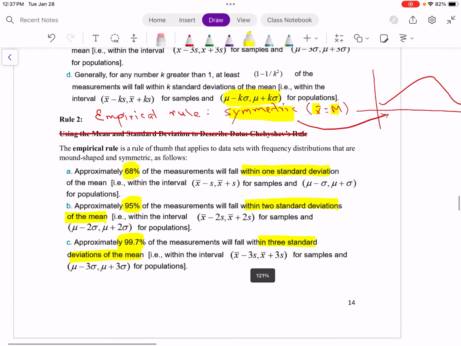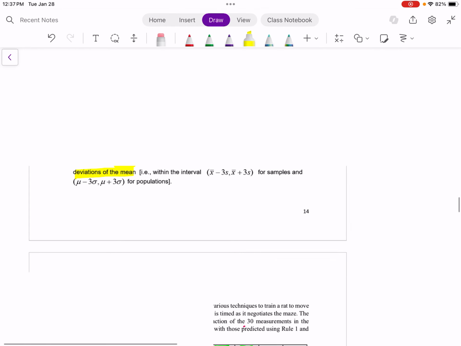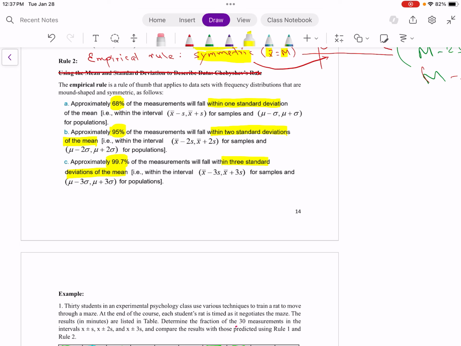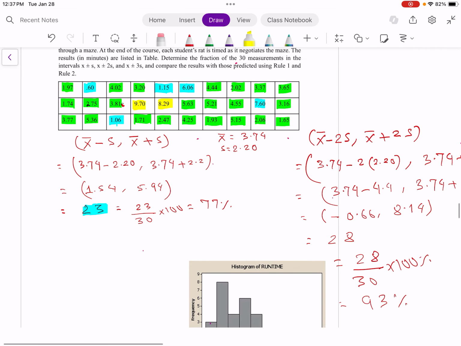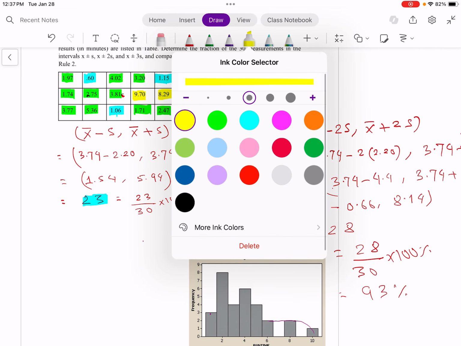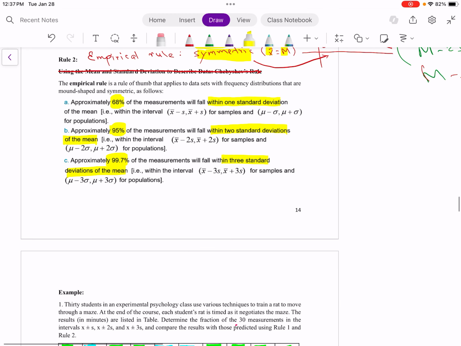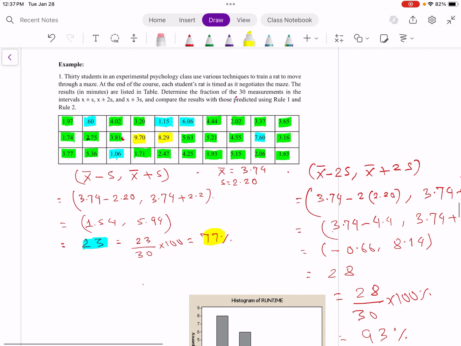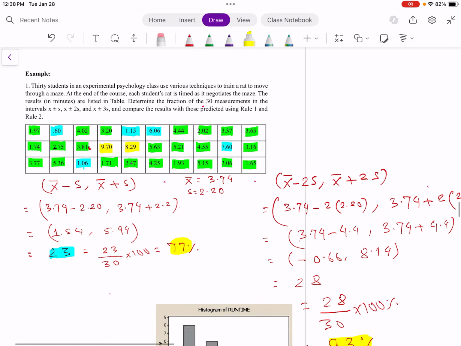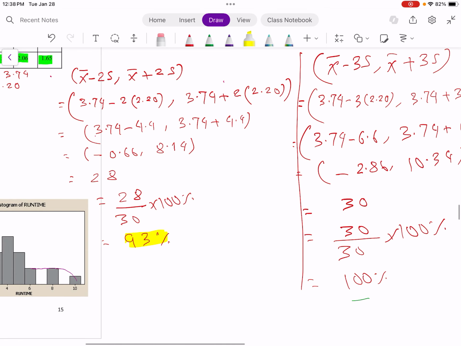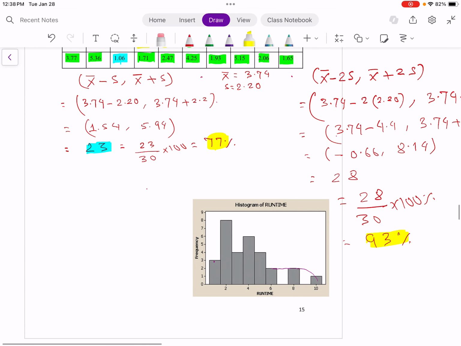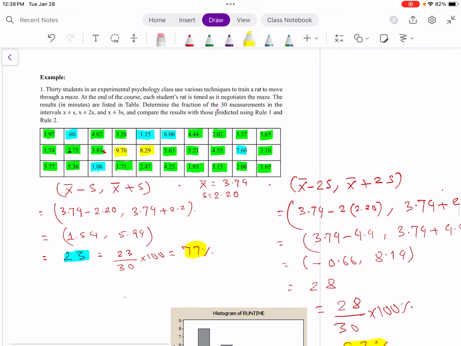Now, what can you say about this data set? Is the example symmetric? Do you think it is close to symmetric? Within 1 standard deviation, we had 77% of the measurements, which is greater than 68. Within 2 standard deviations, we had 93%, which is close to 95. And within 3 standard deviations, we had 99.7, which is 100. So this data set is symmetric. We can call it symmetric.